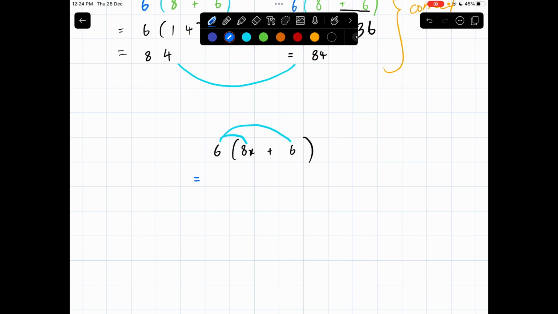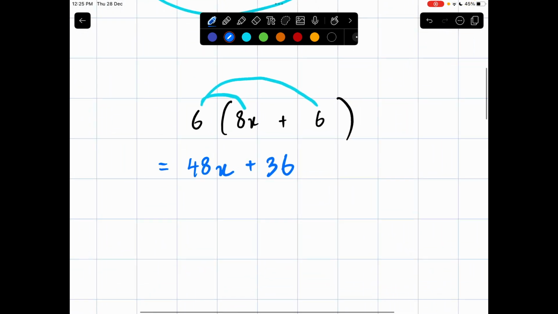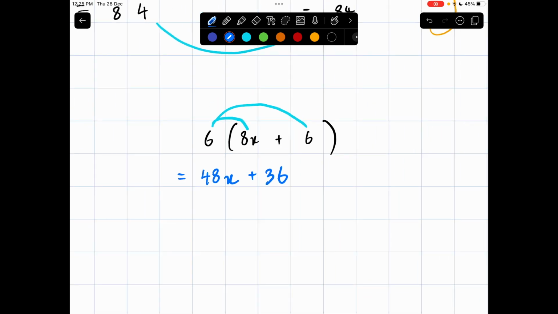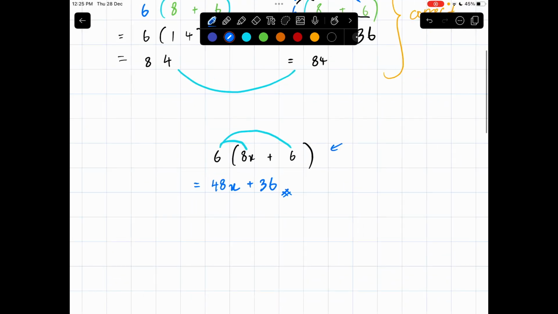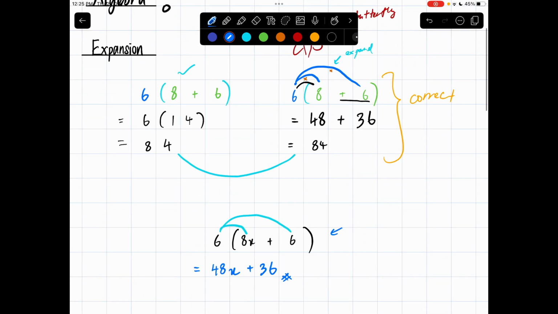So 6 times 8, we get 48. And there's nothing to times x with, so we just leave it as x. So 48x plus 6 times 6, positive 6. 6 times positive 6, you will get 36. And since there's an x attached to 48, we can leave it just like this. This is the most simplified form for this particular expression. That's it. Expansion in a nutshell.